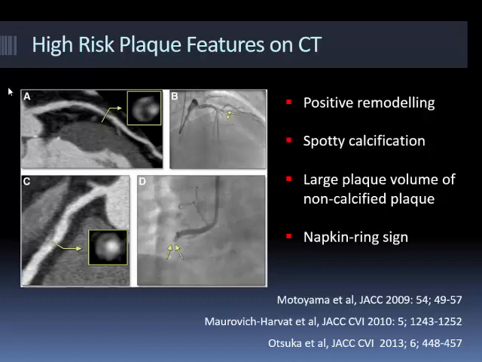But if you see this feature where you have circumferential positive remodeling and this area of low attenuation next to the lumen, that's effectively the napkin ring sign, and that's considered a feature of a high-risk plaque. Whether it actually alters your management or not, I'm not entirely sure, because you treat these patients aggressively anyway, but you just need to know that in terms of outcome, they're more likely to have acute events at a later date.